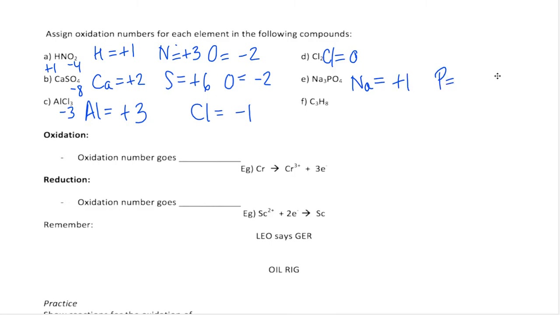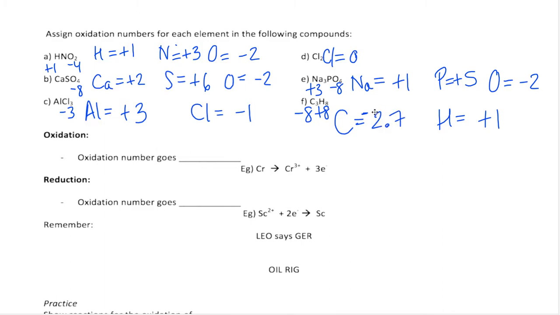The phosphorus and the oxygen, we figure it out. The oxygen is negative 2. Negative 2 times 4 is negative 8. There are 3 sodiums, so it's a plus 3. So this has to be a plus 5 to equal everything out. Carbon and hydrogen. Hydrogen has to be a plus 1. Plus 1 times 8 is a plus 8. So this has to be a minus 8. Minus 8 divided by 3. Oh, now we're into what we have to call a decimal oxidation number. So we just do 8 divided by 3, and 8 divided by 3 is 2.7.